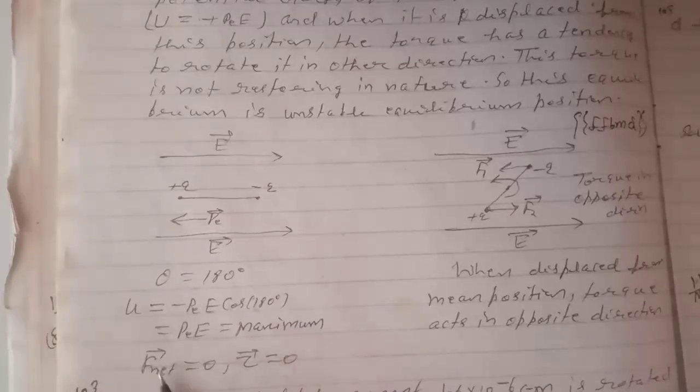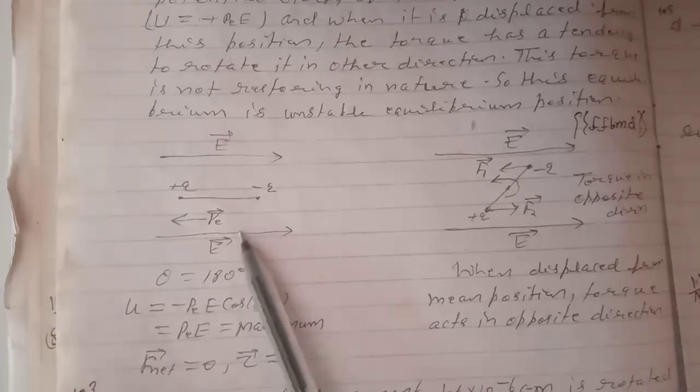Here it is shown. In this case, the electric field is in this direction and p in this direction. Here θ is 180 degrees and U equals minus pE cos 180, or pE, which is maximum. F net equals 0 and τ equals 0, but it is an unstable equilibrium. Here the torque is opposite in direction: when displaced from the mean position, the torque acts in the opposite direction.